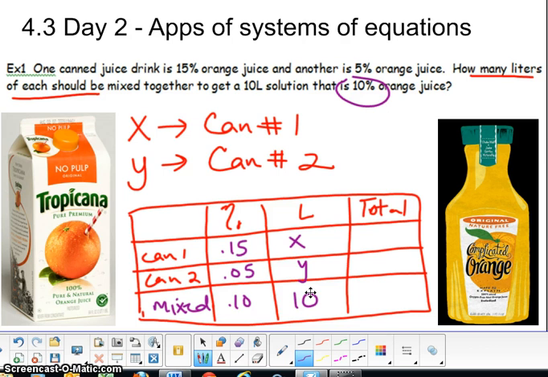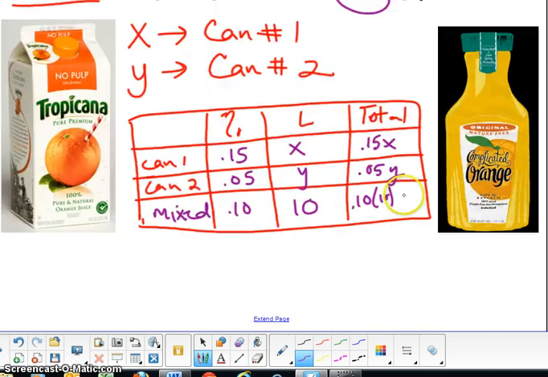Okay? And then as far as the total goes, how much from each can is going to be in the final product? It would be 15% of whatever was in can 1, and then 5% of what is in can 2, Y. And if you multiply these last ones together, 0.10 times 10 equals 1, and that will help us solve the problem.